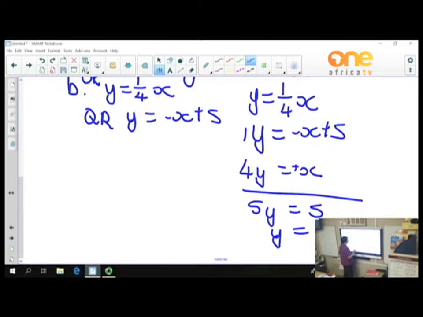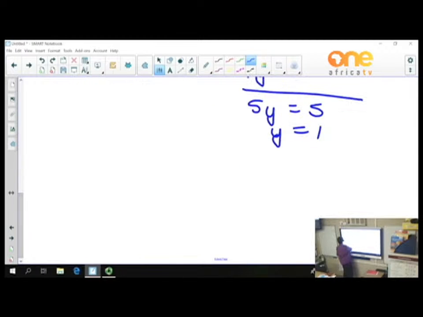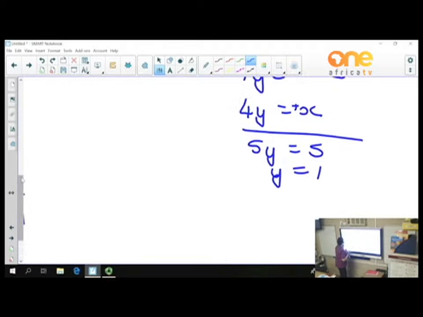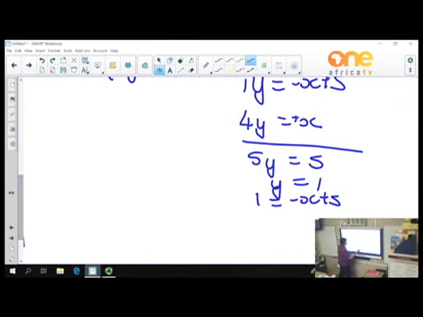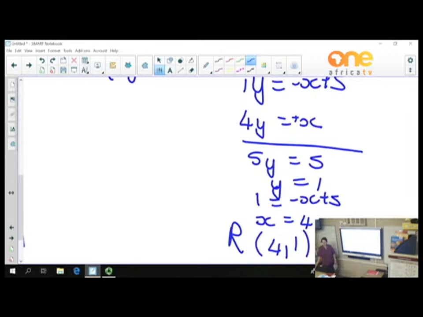And then to find x, you go back into the original one. So let's put it in here. So 1 is equal to negative x plus 5. What is then the value of x? X is 4. I bring this one over, I bring that one over and change the sign. So the coordinates of R is now (4, 1). Solving simultaneously. That's how we get coordinates.